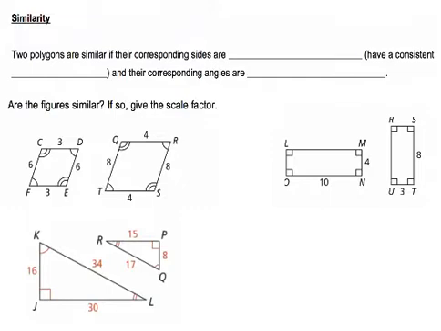So two polygons are considered to be similar if their corresponding sides are proportional, which means they have a consistent scale factor. We talked about scale factor in our last video. On top of that, all the corresponding angles in two similar figures will always be congruent. So we can use this definition to decide if two figures are in fact similar. So I'm always going to check these two things.